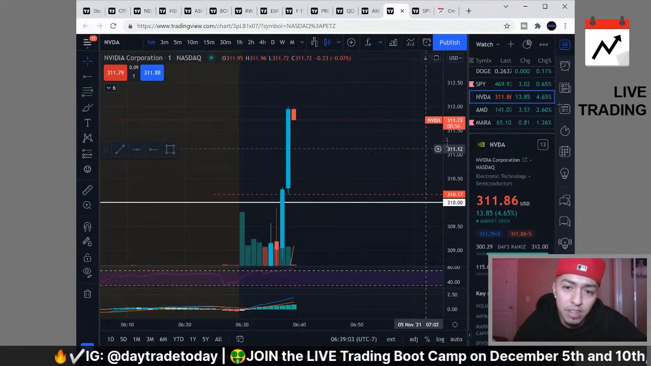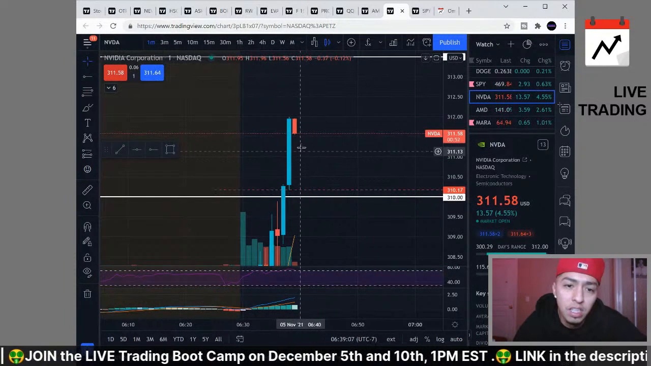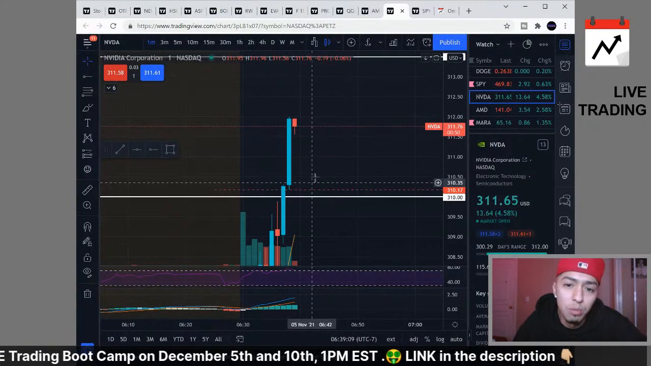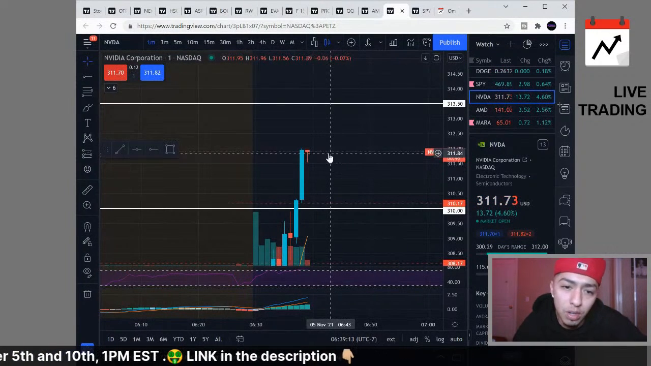You see, look at NVDA. Right now, you are in the profits from 310.17 all the way up to 312. You moved almost $2 whole on NVDA, and this is still looking bullish right now.